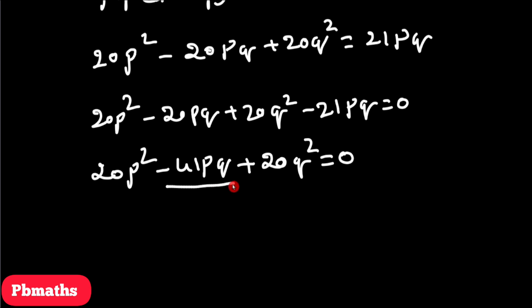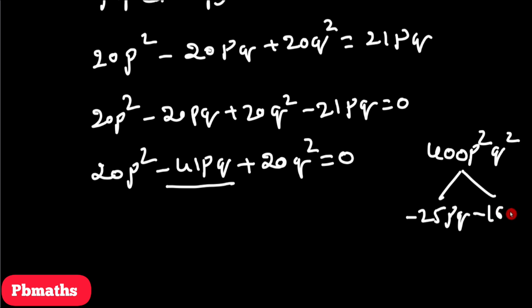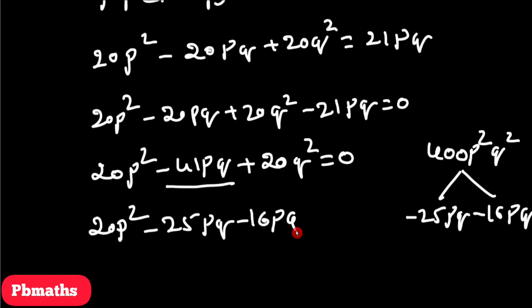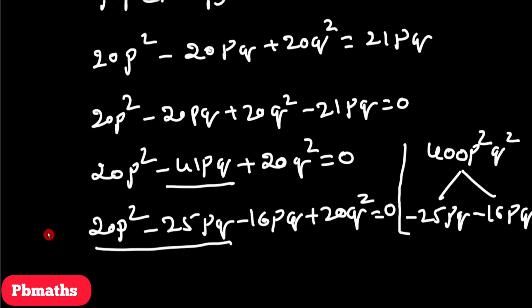Now let's split this middle term and try to find the values of p and q. 20p squared into 20q squared gives us 400 p squared q squared. This can be written as minus 25pq and minus 16pq. Let's multiply these two. Then we have 20p squared minus 25pq minus 16pq plus 20q squared equals 0.